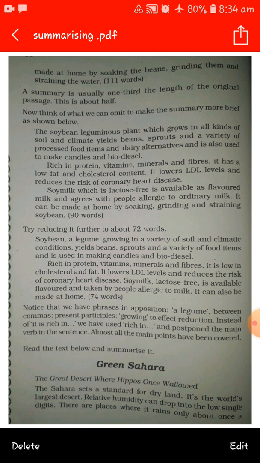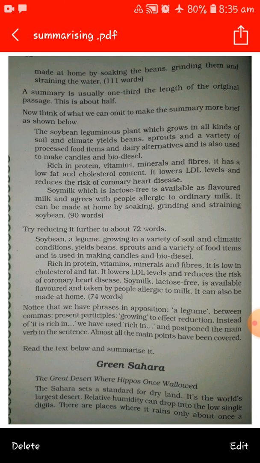This is about half. So how will you write this summarizing process? You have to keep the important points in your mind, and convert that long paragraph or passage into 72 to 80 words. So now think of what we can omit to make the summary more brief as shown below.